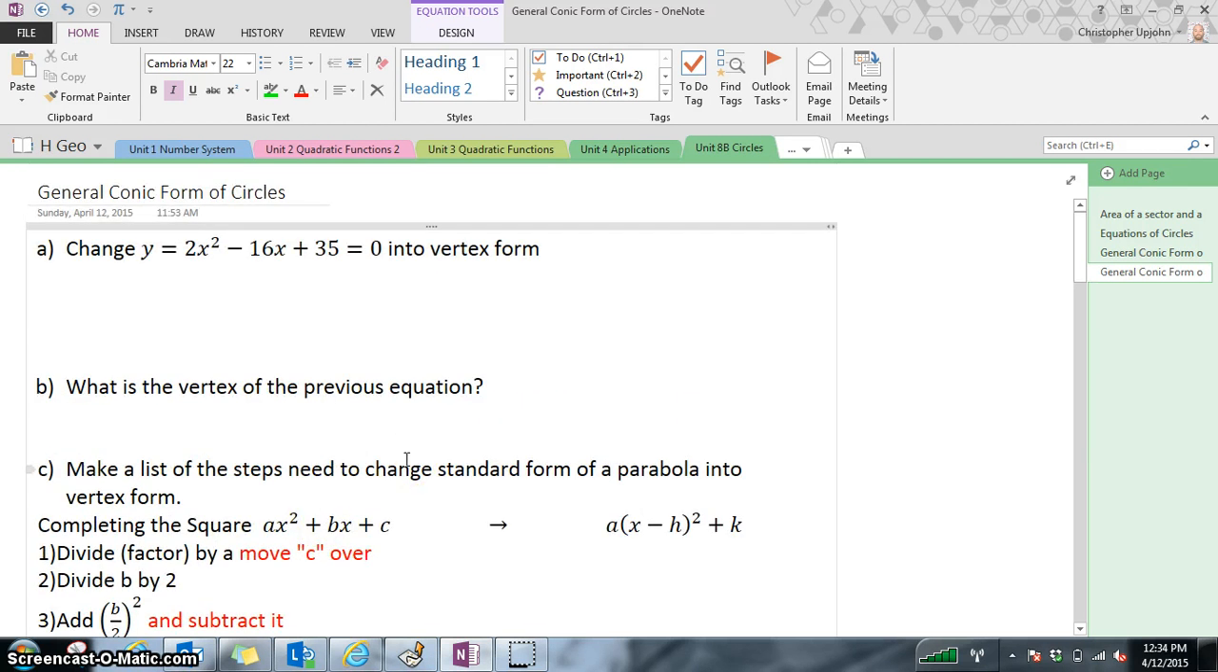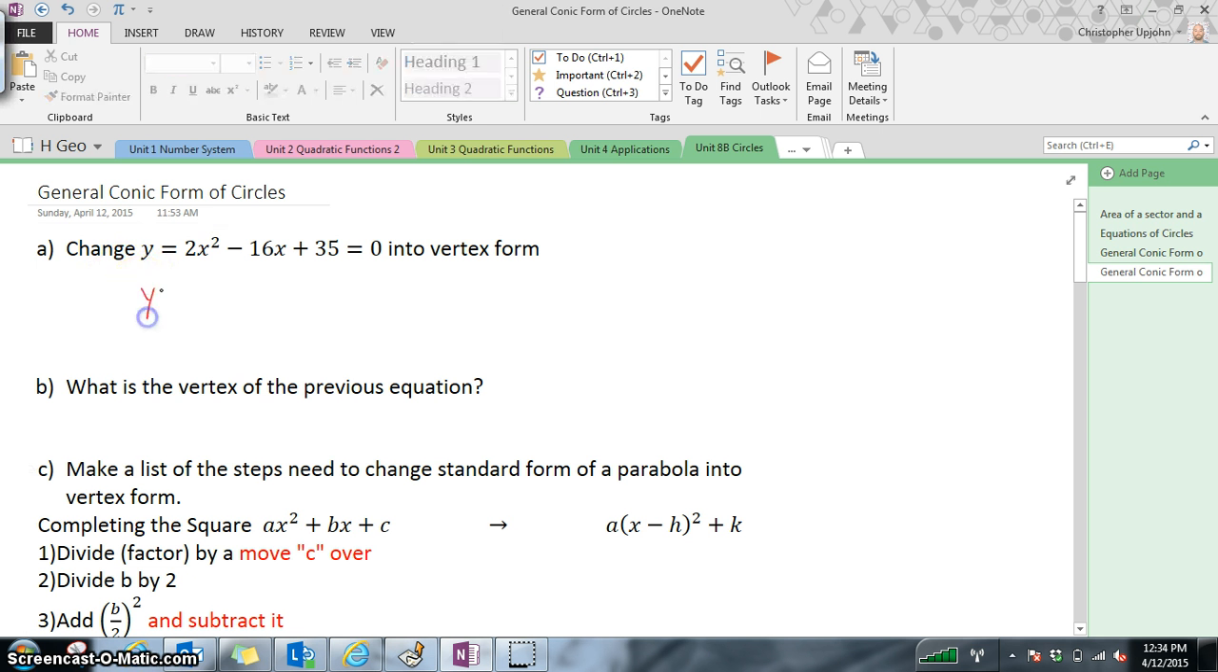So let's do that for letter A. So first thing is we want to factor the 2 out of just these two terms and move 35 over here, our c. So our work, we divide -8 by 2, and get -4. -4 squared is 16, and that's what we added in here.